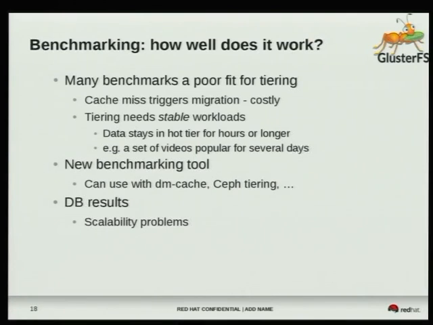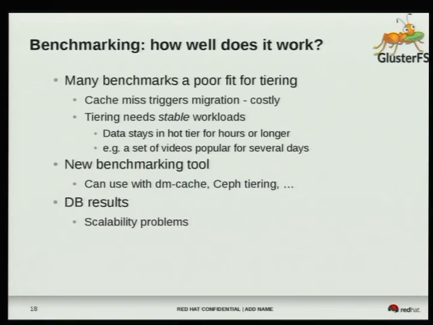So anyway, we've built a new benchmarking tool in Red Hat in the performance group, which is very promising to that end, to benchmark cache tiers, and I think it would work well for DM cache and Ceph as well. Initial results, we're just getting started. It's going to take a while, but we do note that there are some scalability issues with the database. But fortunately, Joseph is to the rescue. Here he's flying in right now.